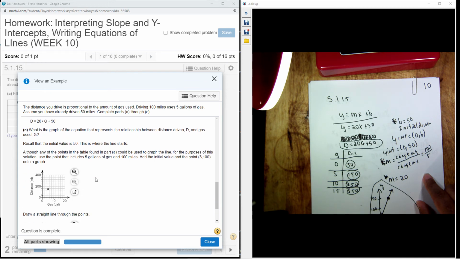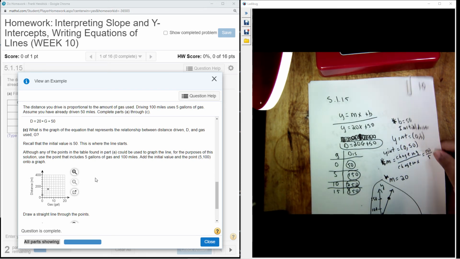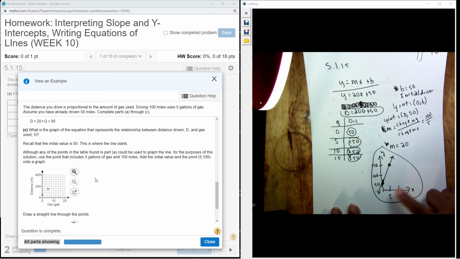Okay. Then now they ask for a graph for the equation. So we already got points here. We can go ahead and plot the points. And there are points here. Remember, when x is 0, y is 50. When x is 5, y is 150, and so on, and you graph your points.